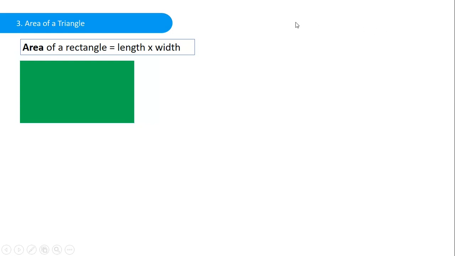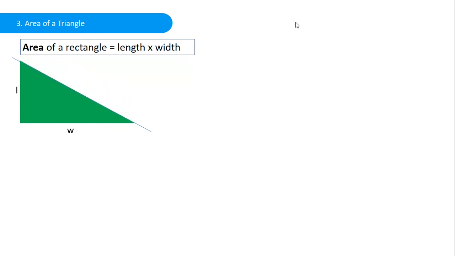Now, we're going to look at the area of a triangle. Now, a triangle is simply half of a rectangle. We know that a rectangle is the length times the width. If I cut my rectangle in 2, I get 2 triangles. And if I remove one, I'm left with my triangle, which is half of the rectangle.